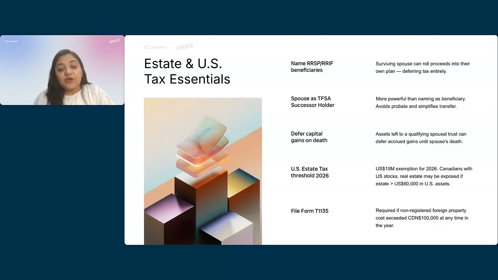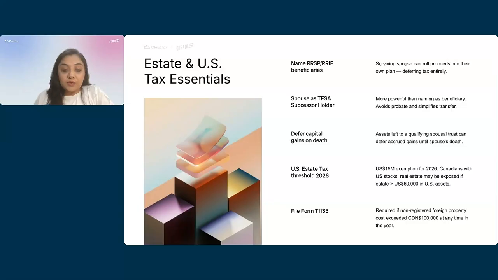All right, so now let's talk about estate planning, essentially making life easier for your family and avoiding unnecessary tax issues later. So if there's one key takeaway here, it's this: always name beneficiaries on your registered accounts. For example, let's take one by one the points you can see on the screen. Name your RRSP and RRIF beneficiaries.